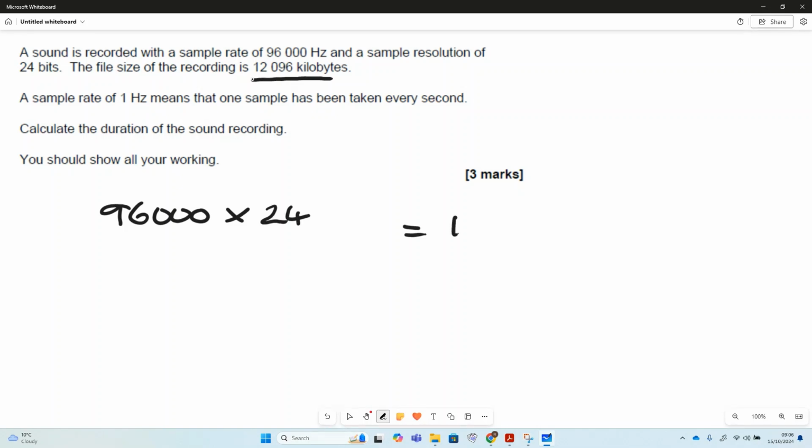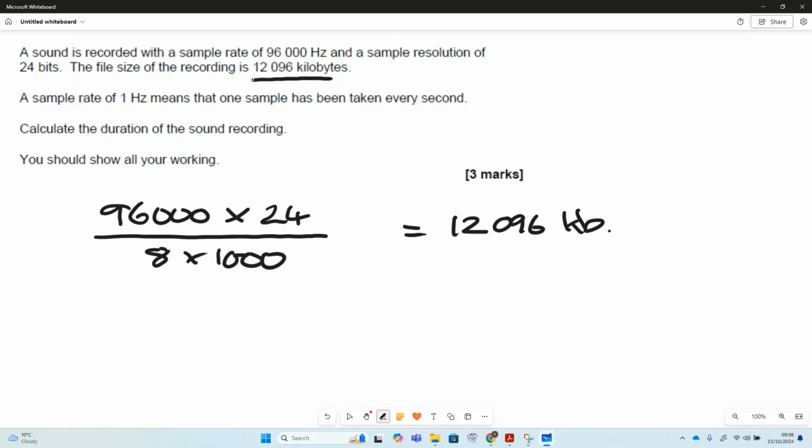On this side we know it's 12,096 kilobytes. So because it's going to be worked out in kilobytes, then we need to divide by 8 because it's bytes, and 1,000 to get to kilobytes. So what we're missing is the time in seconds, and what we'd like to work out is the time in seconds.